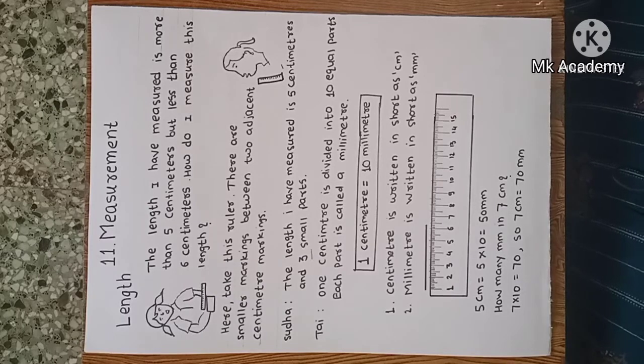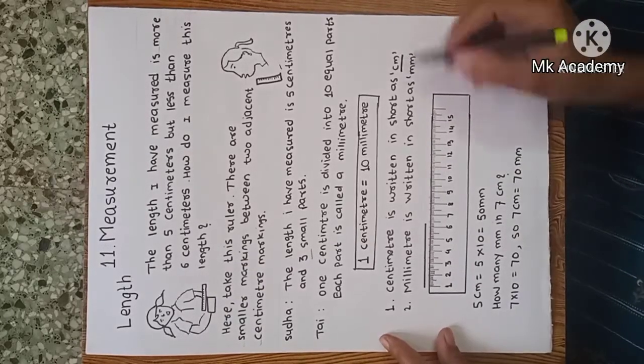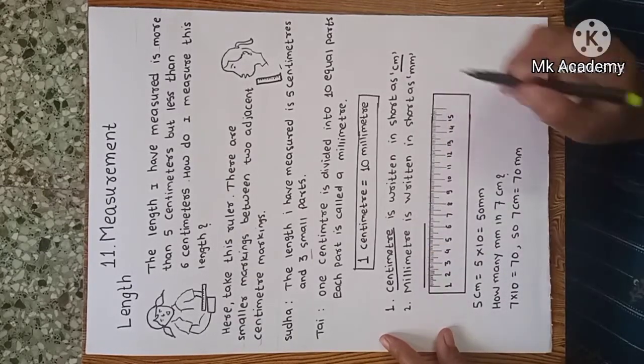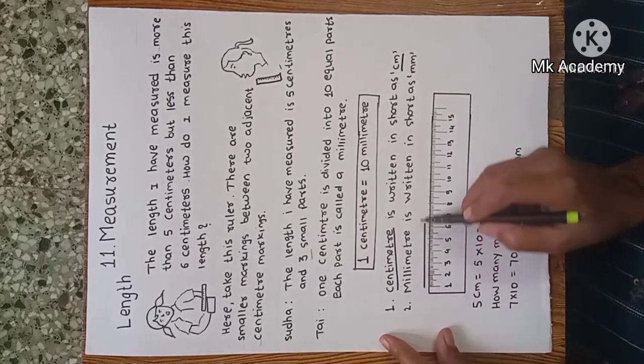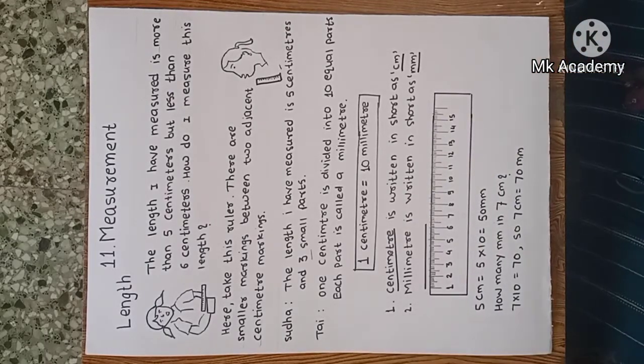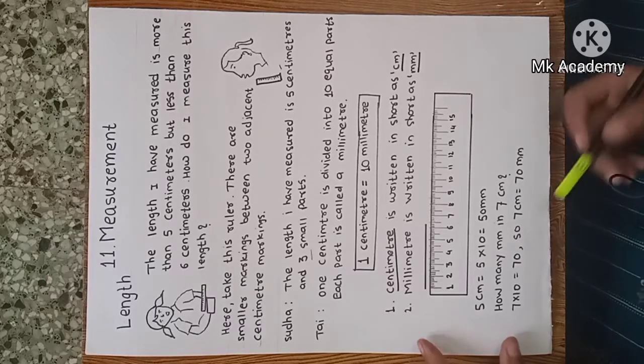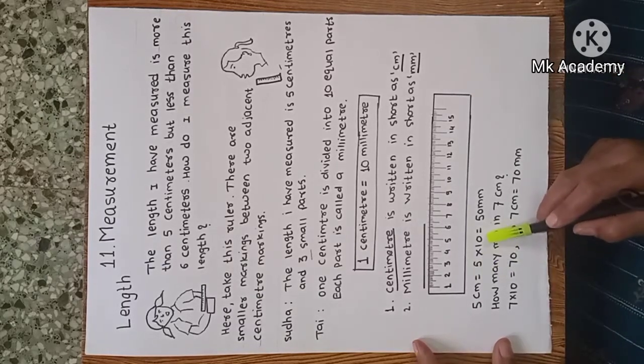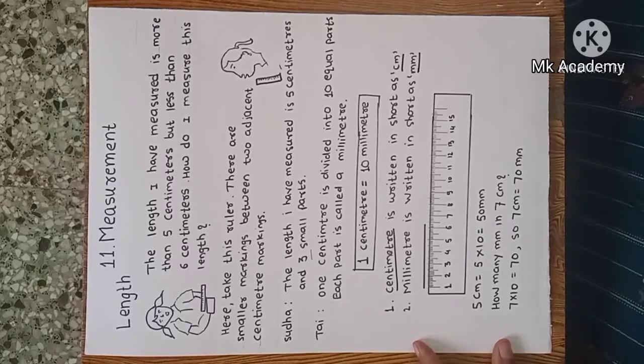Now centimeter is written in short as cm. And second, millimeter is written as mm. Now 5 centimeter is equal to 5 into 10, which is equal to 50 millimeters.